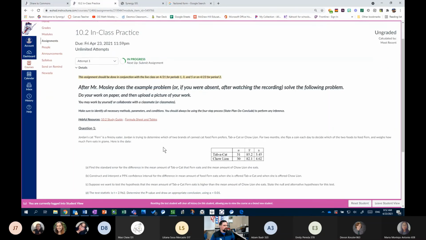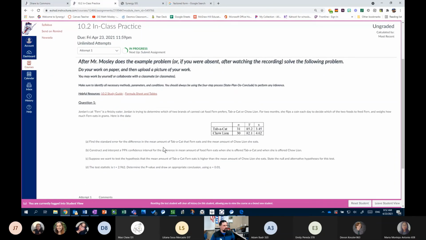Okay, so here is our question. Jordan's cat Fern is a finicky eater. Jordan is trying to determine which of two brands of canned cat food Fern prefers, Tabbycat or Chow Lion. For 2 months, she flips a coin each day to decide which of the two foods to feed Fern and weighs how much Fern eats in grams. Here's the data. We got a little table here that shows us the sample size for each food, our sample means, and sample standard deviation.